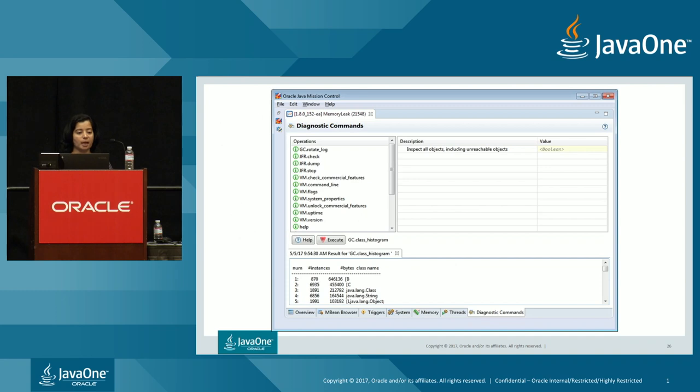So let's see some examples. Here we can see Java Mission Control. In that, we can execute the gc.class_histogram diagnostic command on the live process to collect the heap histogram. And it shows the heap histogram in the bottom pane.